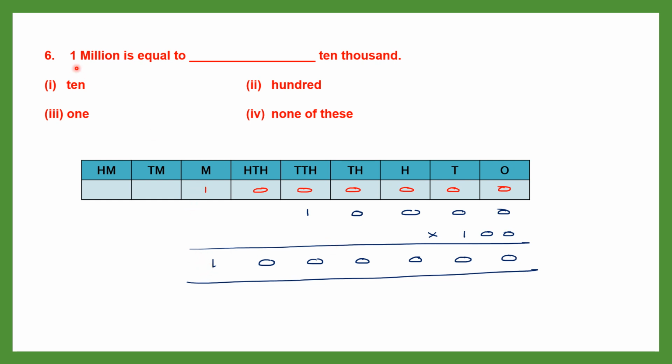That means 1 million is equal to 100 10,000s. 100, because we multiplied by 100, it is equal to 100 10,000s. And our answer is option 2, 100.